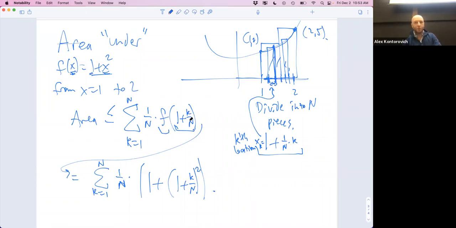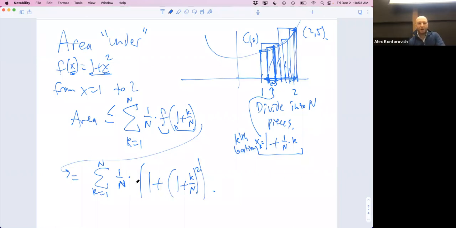So look at when k is equal to 1, I have 1 plus 1 over n. That's this endpoint. When k is equal to 2, I get 1 plus 2 over n. That's this endpoint. When k is 3, I get 1 plus 3 over n. That's that endpoint. And when k is n, I get 1 plus n over n, which is 2. That's this last rectangle. Okay, does that make sense?